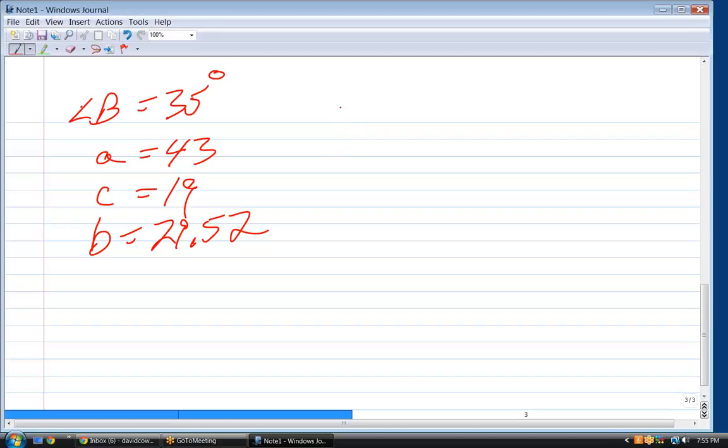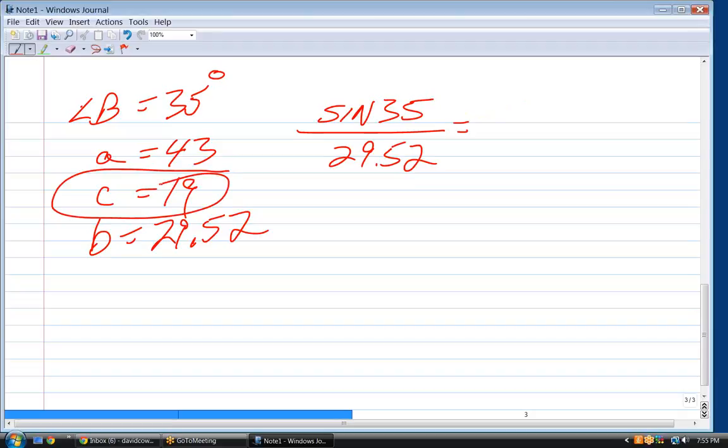Okay. So now we would do sine of 35 over 29.52 equals... Let's figure angle C because that's the one I'm concerned with. That would be sine C over 19. Okay. So, what's that equal to?